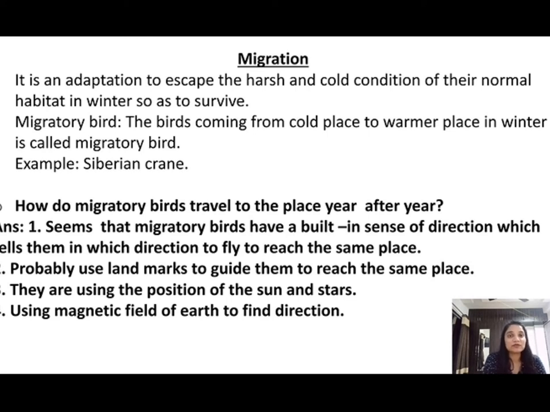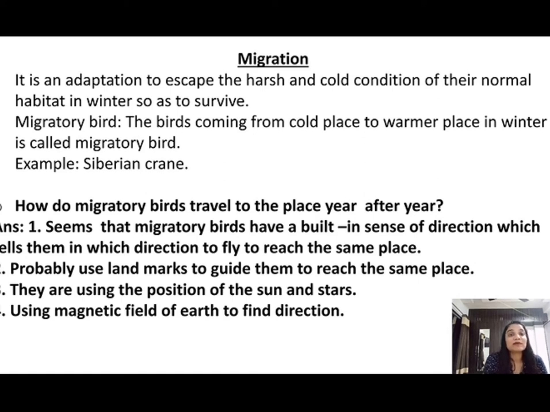That's called migration. And migratory birds are those that come from the cold place to the warmer place in the winter season. In the example you have been given, the Siberian crane comes from Siberia during the winter season to India. Now, how do migratory birds travel to the place year after year? How do they travel? How do they come to know this is India only? How do they come to know this is the particular place where they are coming?